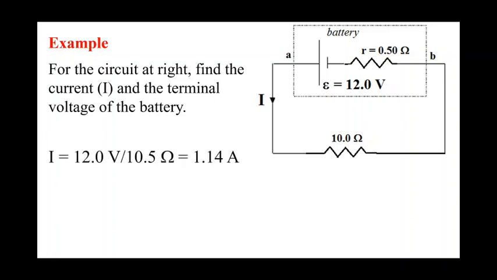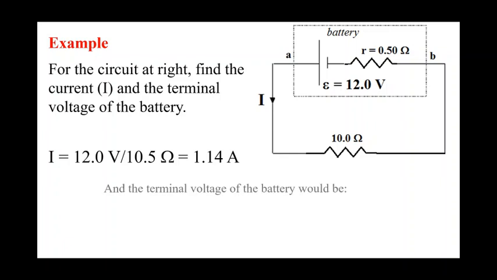All right, so first off, the total resistance of the circuit will be the 10 ohms plus the 0.5 ohms of internal resistance, so 10.5 ohms. Then the current in the circuit will be the voltage, the EMF, the 12 volts, divided by the 10.5 ohms, which would be 1.14 amps.